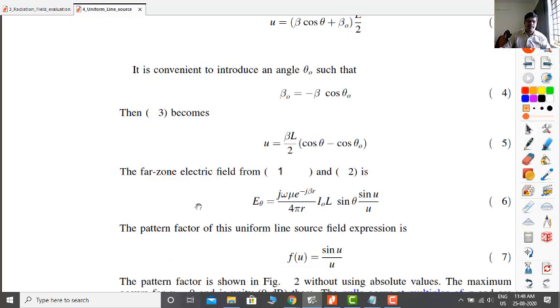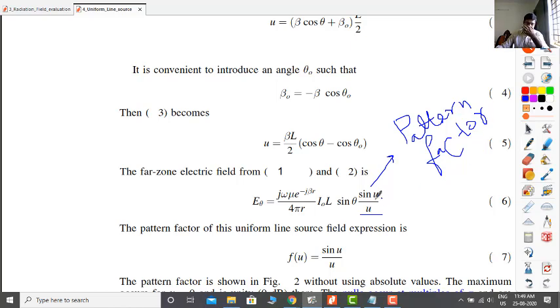And the pattern factor of this uniform line source field expression is, here you can see two geometrical expressions. One is sin u by u. This is called the pattern factor, because the pattern is controlled by this trigonometric function. That's why it is called the pattern factor.